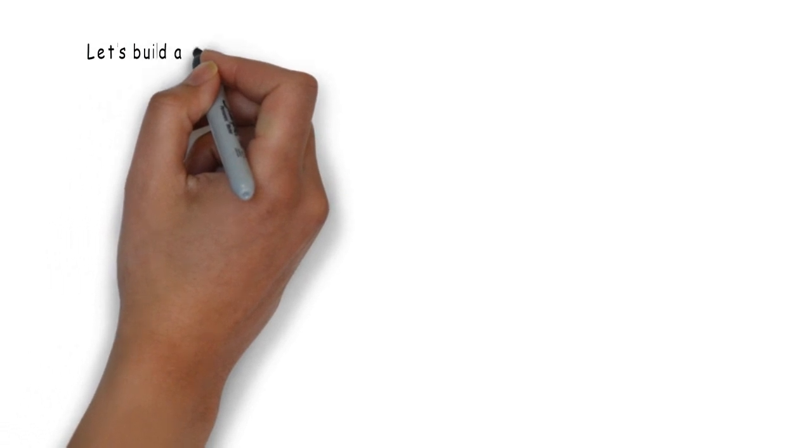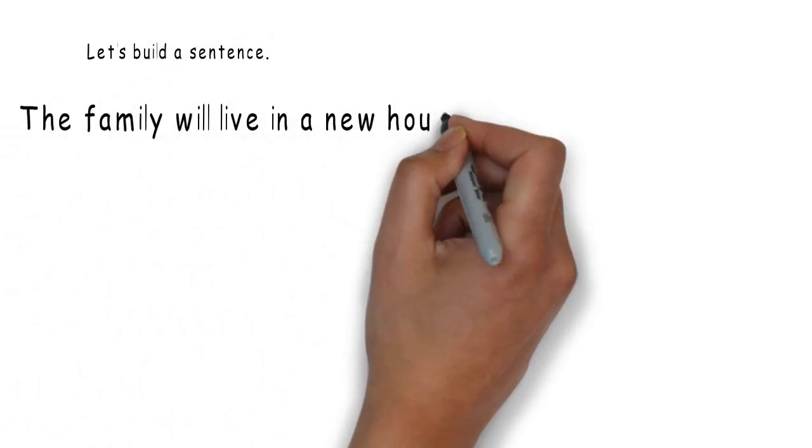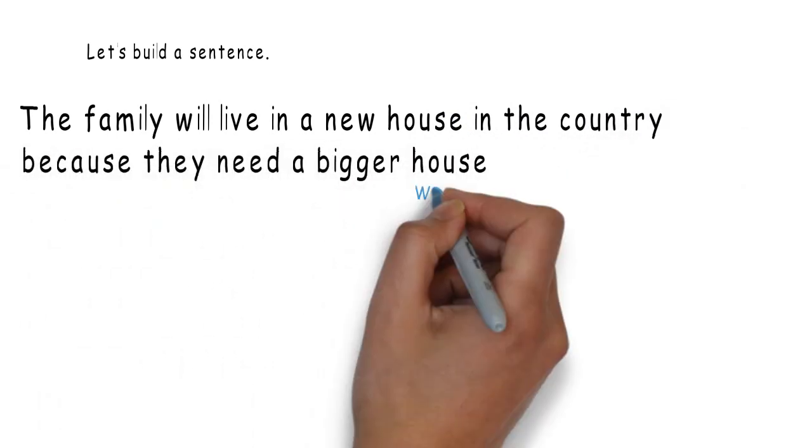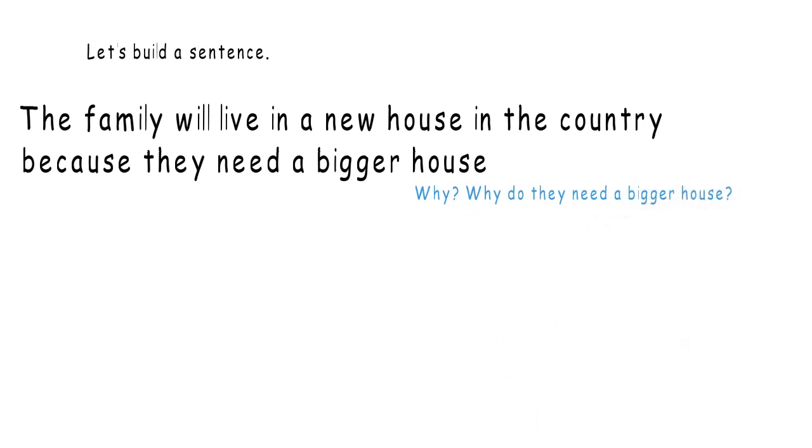Let's build a sentence. The family will live in a new house in the country because they need a bigger house. Why? Why do they need a bigger house? For their new baby. They have a new baby.